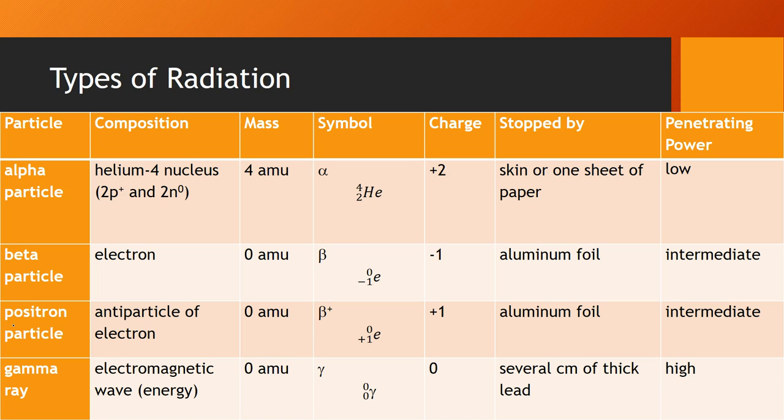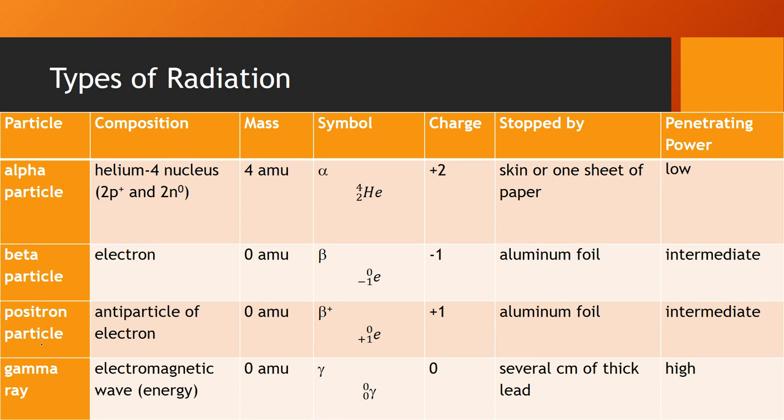Positron is another thing where we're starting to get into some interesting physics and mechanics on the structure of the atom. Basically it's the antiparticle of an electron, no mass, but it has a positive charge. And we'll get into that in a second with how it's breaking down. It has a charge of +1. It's still essentially an electron, so aluminum foil will stop it. This has a little bit higher power, so a little bit more concern.